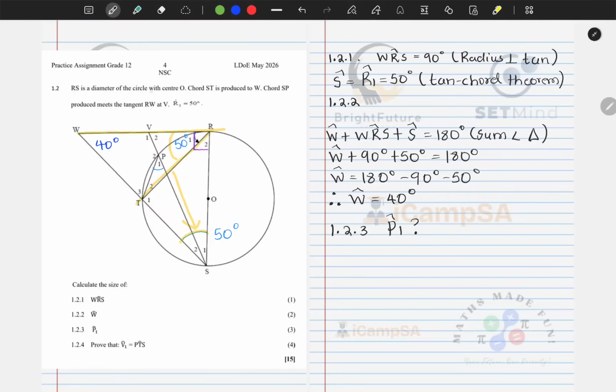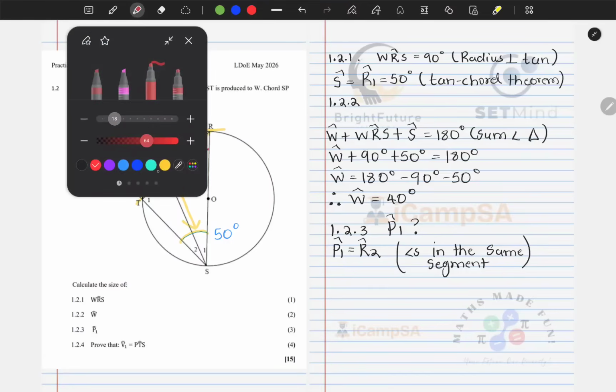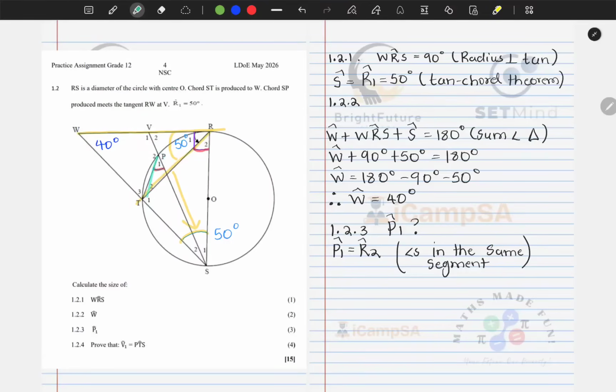Now, if you observe carefully, P1 is actually equal to this angle here, that R2. So if you observe carefully, you'll see that angle P1 is the same as angle R2. What is the reason? These are angles in the same segment. So that is what we get. For anyone who doesn't see this, look carefully. This is what we have. Okay, that is what we have.